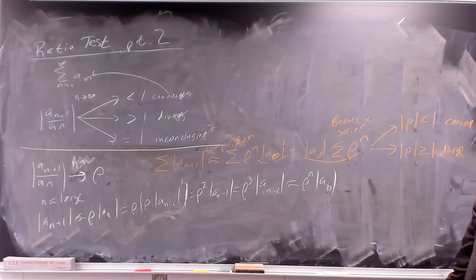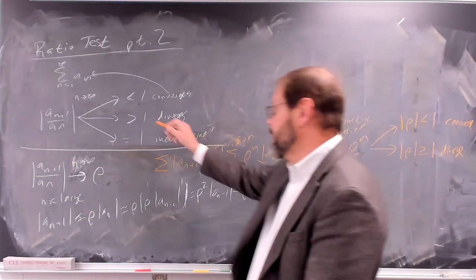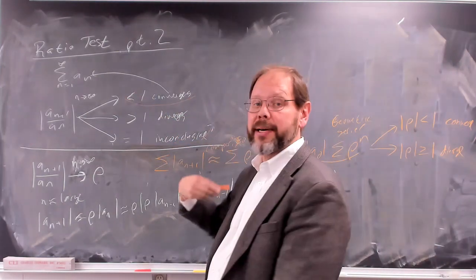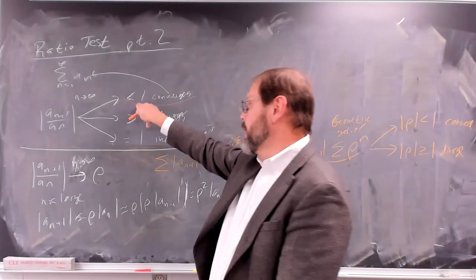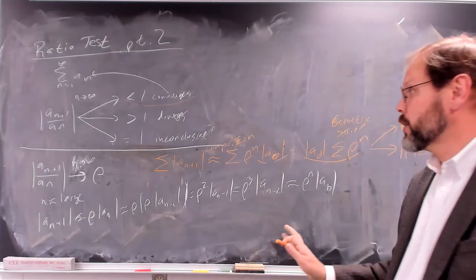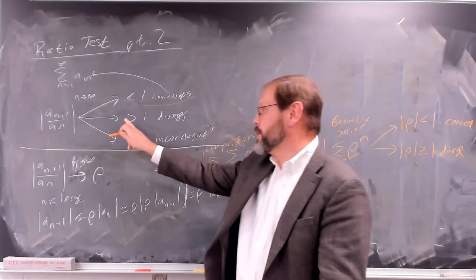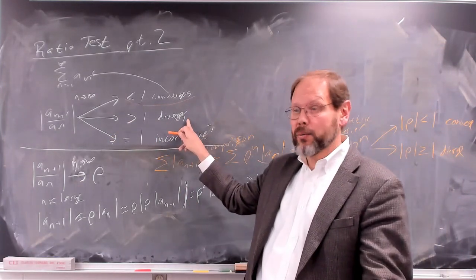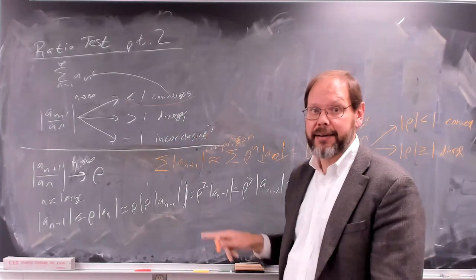Now the thing that I don't know, right, so that's why I'm able to make a statement that, okay, if the thing I'm comparing it to is a geometric series where the rho is less than 1, it absolutely will converge. If I'm comparing it to a geometric series where the rho is greater than 1, it will absolutely diverge.